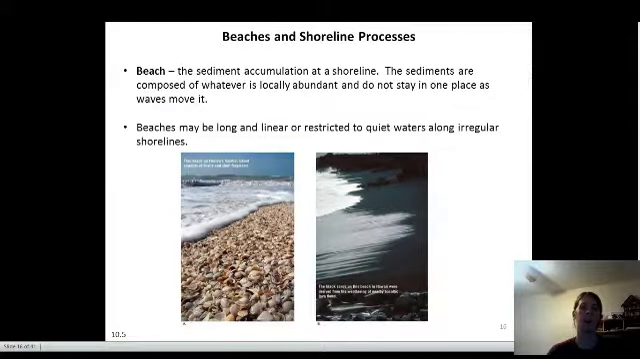So as we're talking about water approaching the beach, a beach is just the sediment accumulation at a shoreline. These sediments are composed of whatever is locally abundant, and they don't stay in one place as the waves move it. So beaches may be long and linear or restricted to quiet waters along irregular shores. So this is an example of a beach on Florida's, I think it's Sanibel Island, and this is primarily shells and shell fragments. And here are the black sands, a black sand beach in Hawaii, derived from the weathering of those nearby basaltic lava flows that bury mafic material.